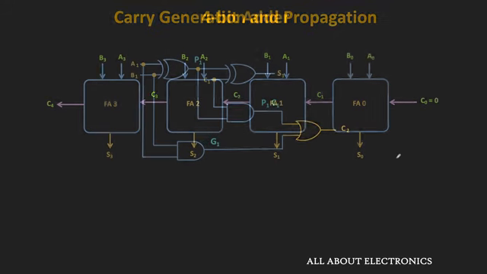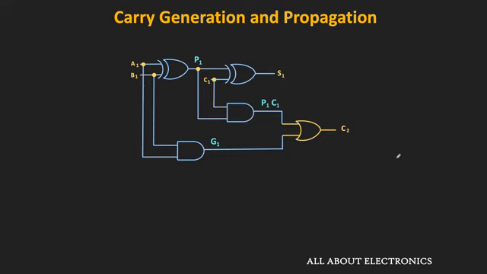This carry C1 will be given to the next stage. In the next stage, the inputs are A1 and B1, while the input carry from the previous stage is equal to C1. Here, the outputs of the XOR and the AND gate are P1 and G1, while the output of this upper AND gate is equal to P1 dot C1. For the second stage, the carry output is equal to 1 when either G1 is high or P1 dot C1 is high. That means C2 is equal to G1 plus P1 dot C1.